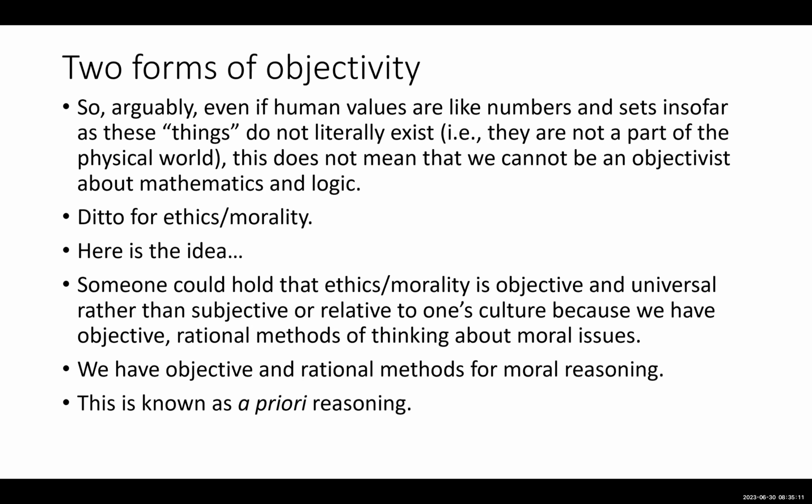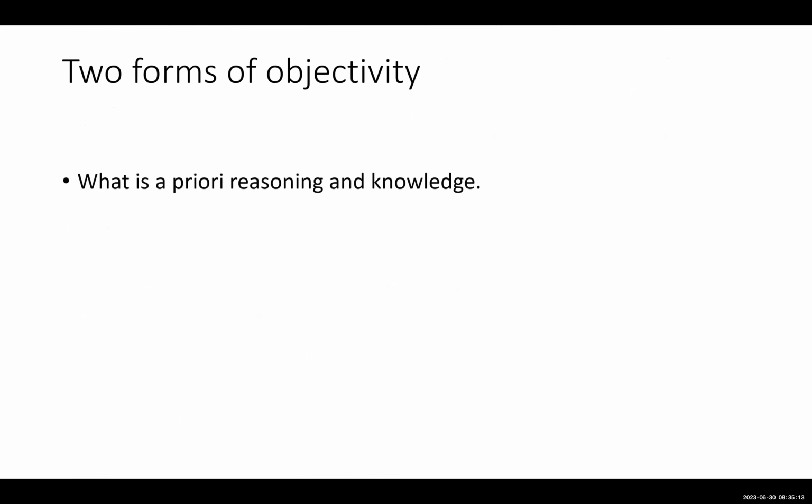So let me try to spell out what that is. What is exactly a priori reasoning and what is a priori knowledge? Well, a priori is Latin and it basically means before experience, right? So we don't have to go out in the world to gain any knowledge. We don't have to go out in the world to know that, for instance, 2 and 3 equals 5. You can know that 2 and 3 equals 5 simply by sitting in your armchair and thinking about it.